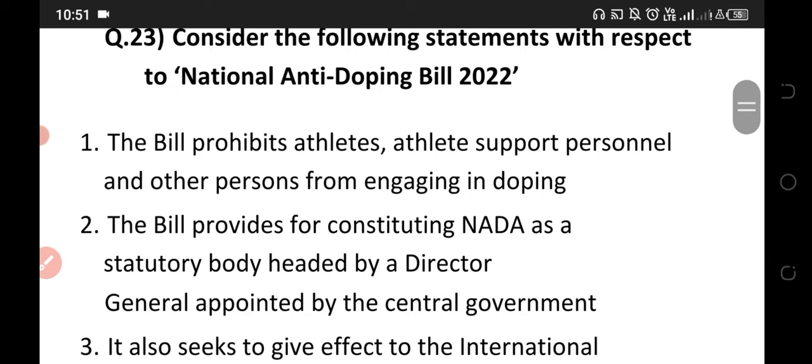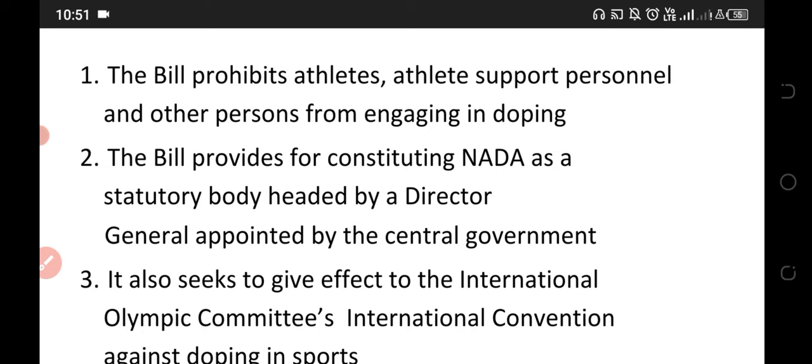अगला क्वेश्चन है, कंसीडर द फॉलोइंग स्टेटमेंट विद रिस्पेक्ट टू नेशनल एंटी डोपिंग बिल 2022. एंटी डोपिंग बिल के बारे में पूछा जा रहा है. The bill prohibits athletes, support personnel and other persons from engaging in doping. The bill provides for constituting NADA.